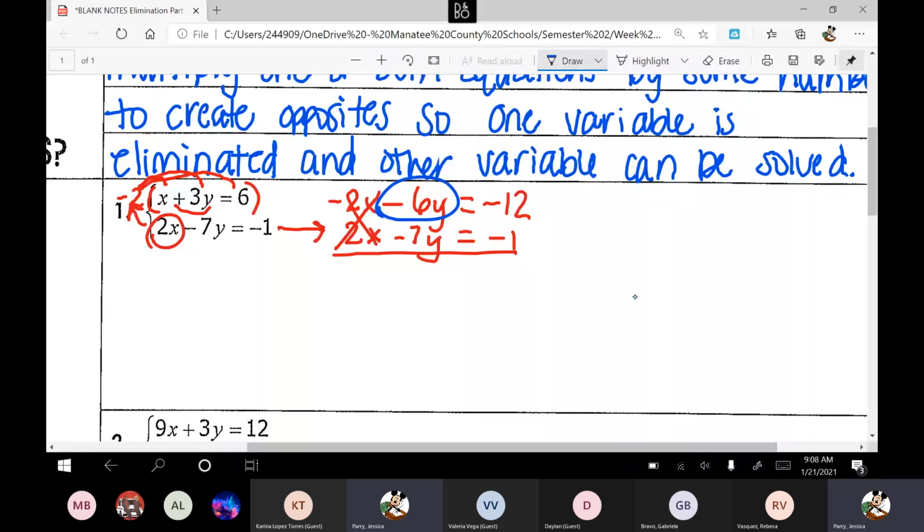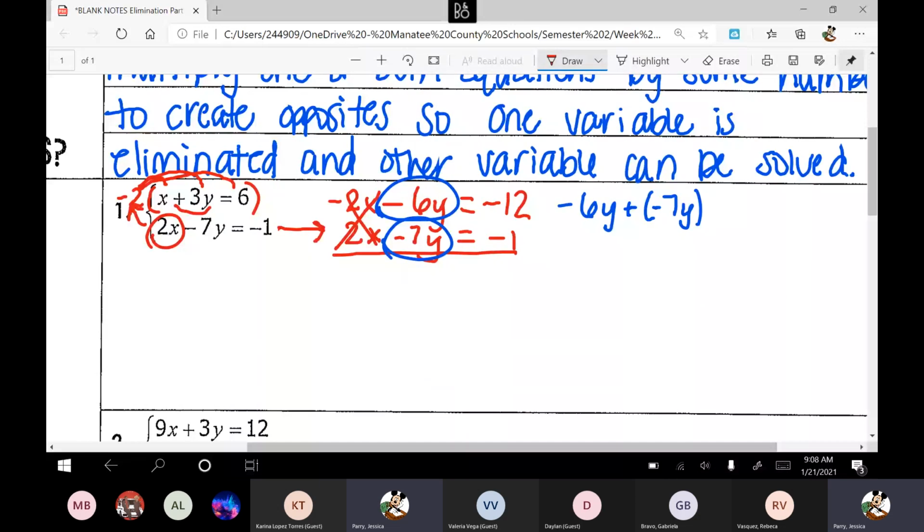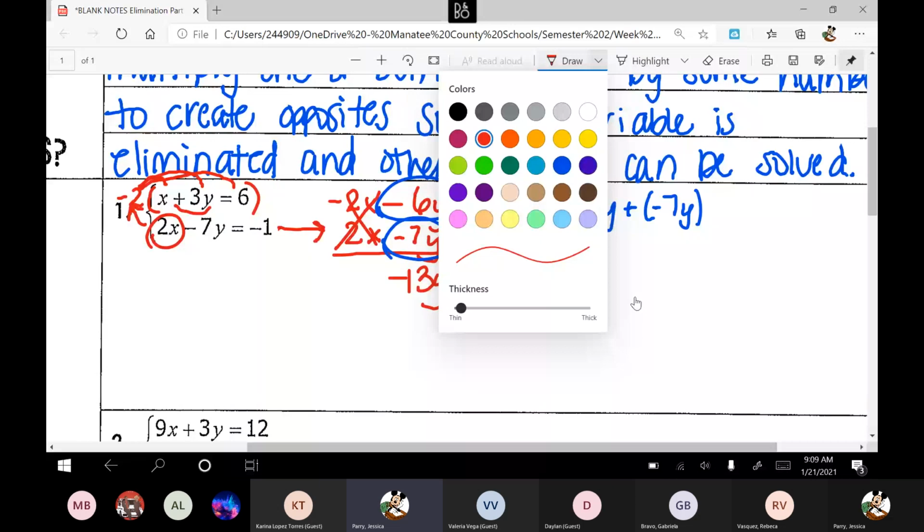We're going to take this -6y plus -7y. And what is -6y plus -7y? Go ahead and write in the chat for me, please. What is -6y plus -7y? So they're both negative, so same signs, add and keep. Add those numbers, keep the negative, and don't forget the variable y. And then let's keep on going.